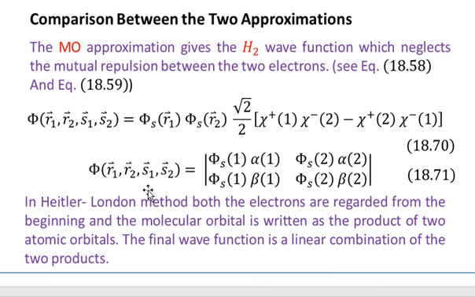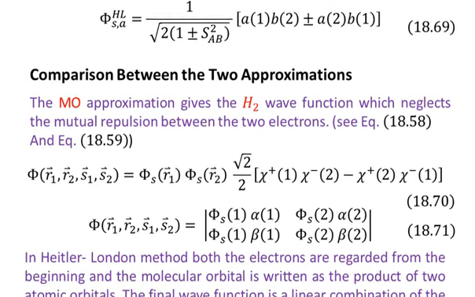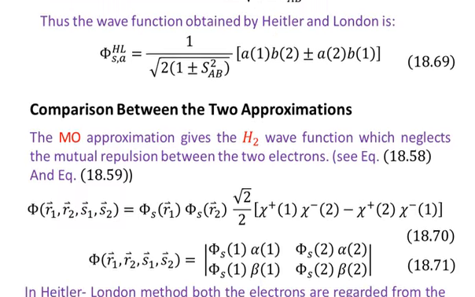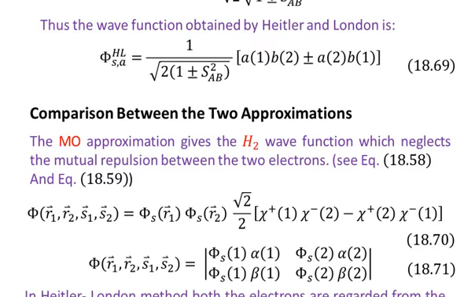Now next we want to give you the Heitler-London wave function. In the Heitler-London method, both electrons are considered from the beginning, and the molecular orbital is written as the product of two atomic orbitals. The final wave function is actually a linear combination of the two products. So let's talk about the Heitler-London method. We have also given, in equation number 18.69, the wave function of the Heitler-London method.